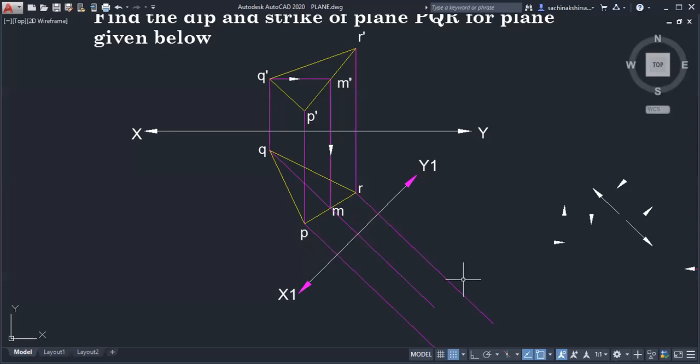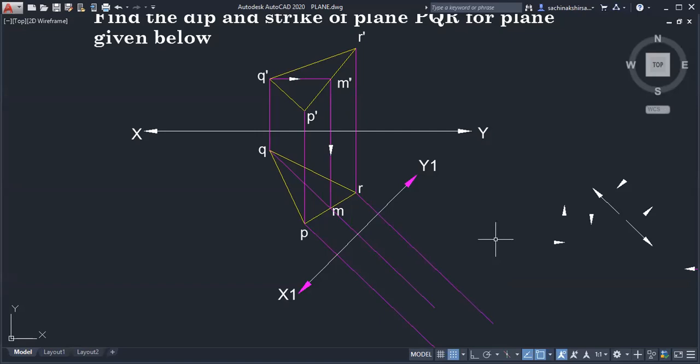Now I want to mark distances from the x1, y1 reference line. What did I tell in the properties of line chapter? While marking the distance from a particular reference line, which distances do we have to take? Previous reference line and previous distances. Very good. Which is the previous reference line of x1, y1? XY.